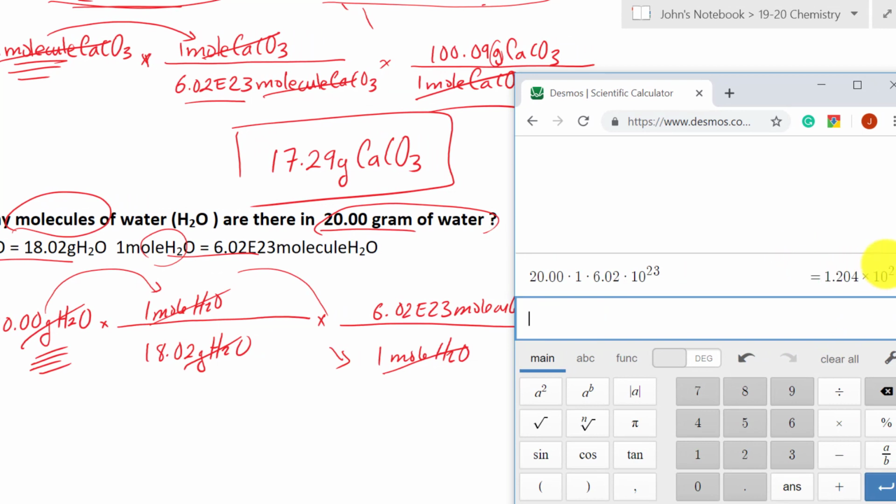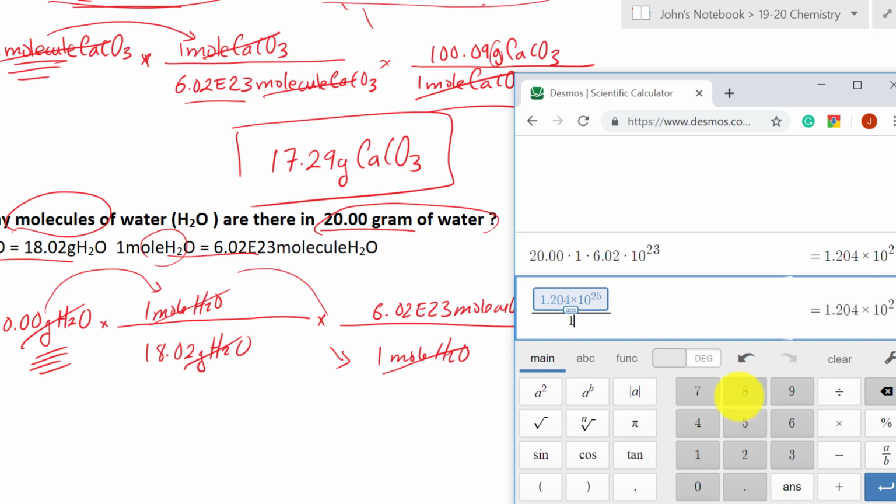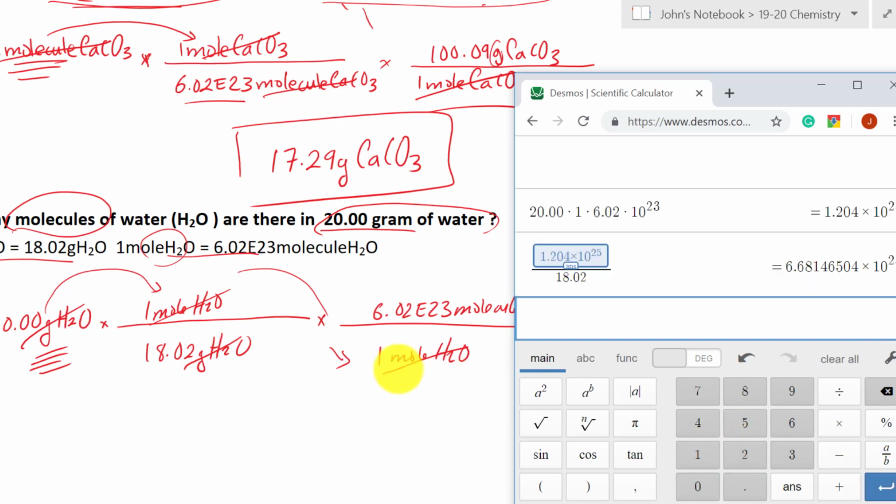So now we need to take this answer and divide by everything on the bottom. So see this A and S right there? A and S represent answer. So answer, we are going to divide by 18.02, okay, and then press enter. Now we have to divide again by 1. Well, in this case, we know we can ignore 1.